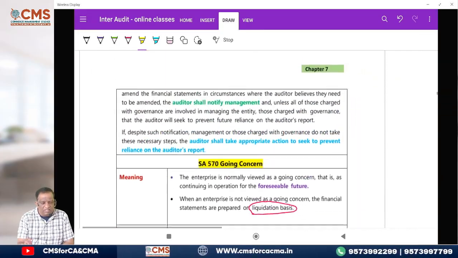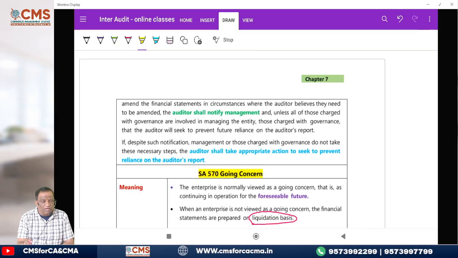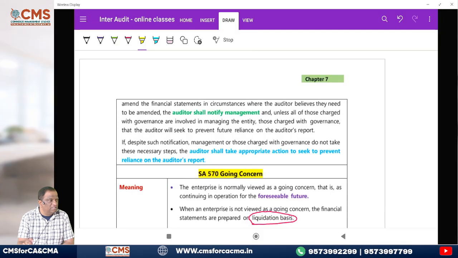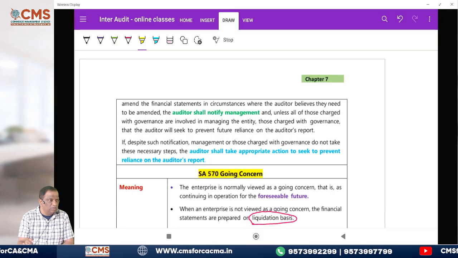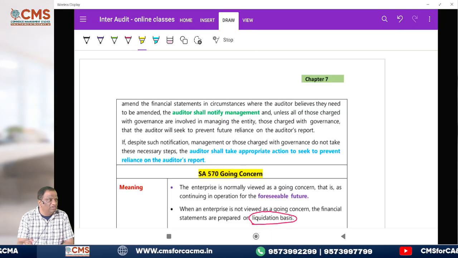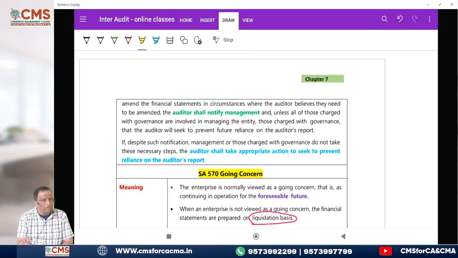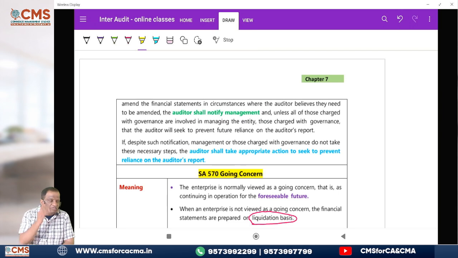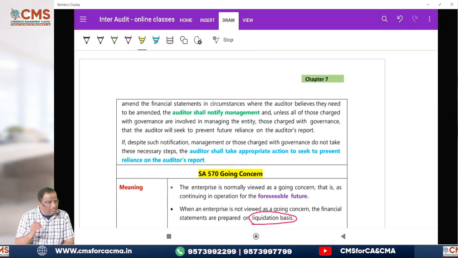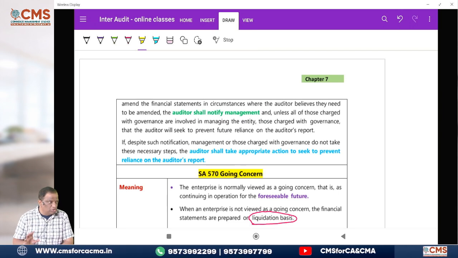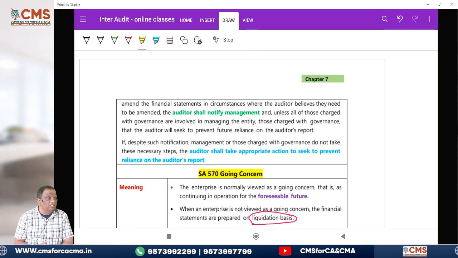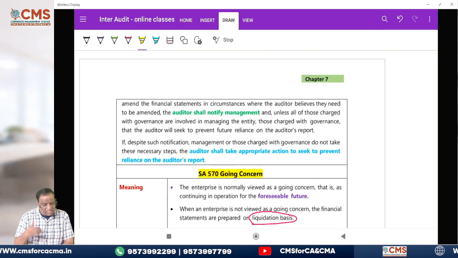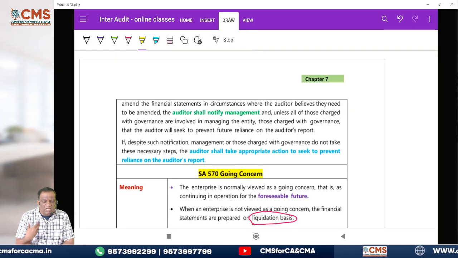Actually, if you ask me, the probability of questions coming from SA 560 is 10%. So between 570 and 560, you can expect more questions from 570, a little less from 580. That is, whenever you are reading, 570 is the topmost one where you have higher chances of questions to come. Next is SA 580 and the last one is 560.